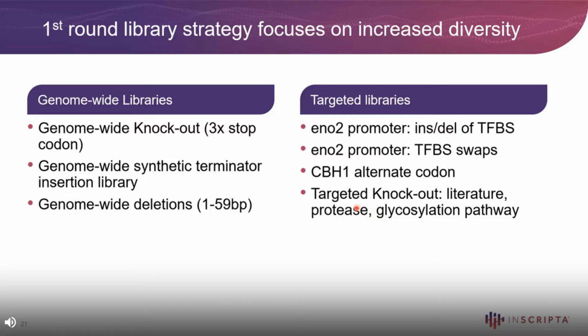I also had another library that I'm calling the targeted knockout library. And in this library, we basically mined the literature looking for genes that had been previously shown that when you knock them out, they improve the production of a heterologous protein. I also did a genome-wide protease deletion library, so host proteases can often be problematic for heterologously expressed protein. And then I also targeted genes in the glycosylation pathway for deletion as well, because they can have an impact on secretion of proteins. So these are the concepts that we tested.